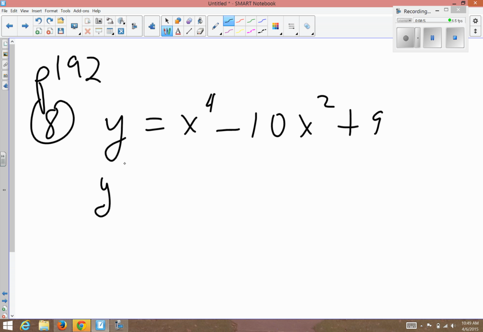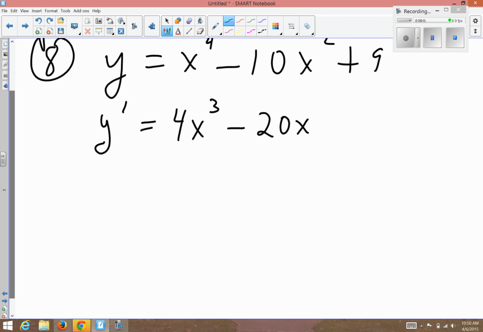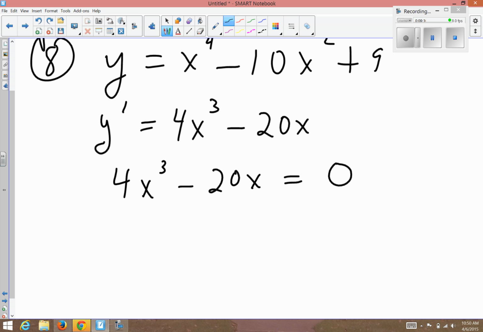So this is given. We calculate y prime, 4x to the 3rd minus 20x to the 1st. We're going to try to find when the derivative that we just got is equal to 0. We can factor 4x out. 4x times x squared minus 5 equals 0.